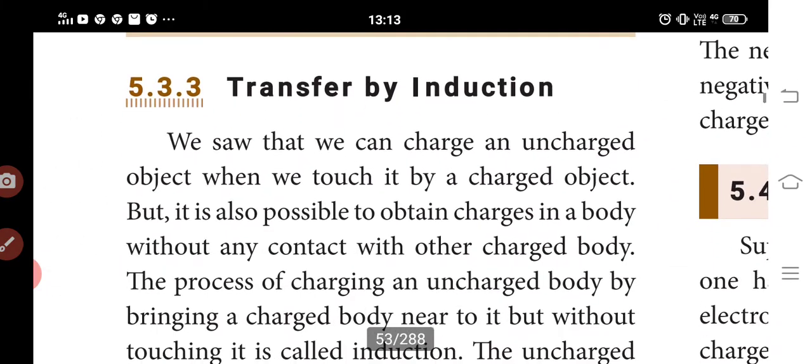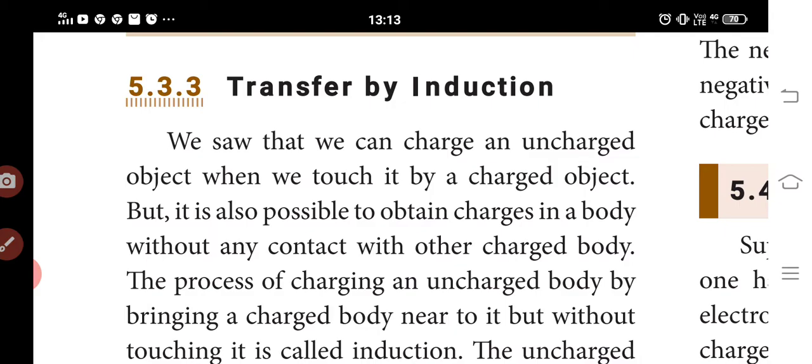Transfer by induction. In the induction process, a charged object is brought near but not touched to a neutral conducting object. The presence of the charged object near a neutral conductor will force electrons within the conductor to move. The flow of electrons results in the permanent charge being left upon the object.